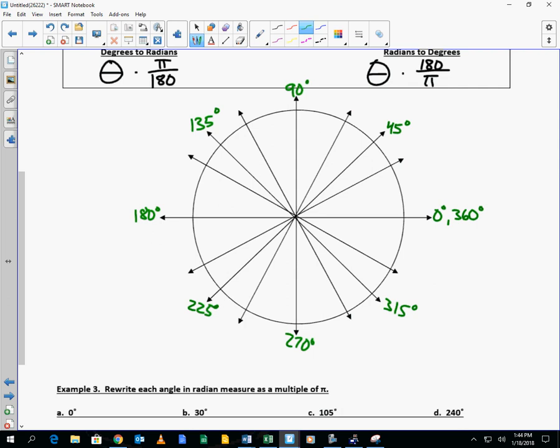Okay, take the 90, divide it by 3, and you get 30, 60, 90, 120, 150, 180. Louder, guys. 210, 240, 270, 300, 330. Awesome.